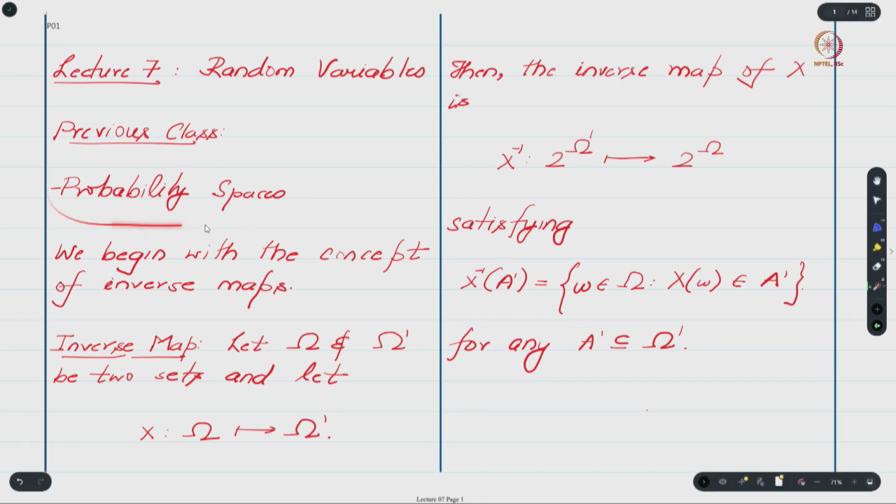So let us do a quick recap of what we did in lecture 6. In lecture 6 we looked at probability spaces, right. In particular we understood what a probability space means. In particular we said that it is a triple made up of the sample space, the sigma field and P, and at the last few minutes of the lecture I also told you why the sigma field is necessary.